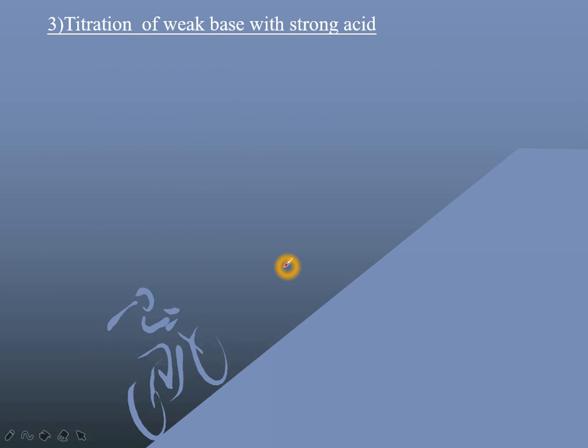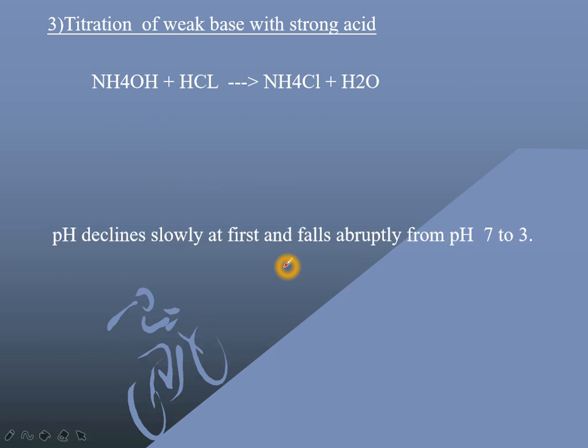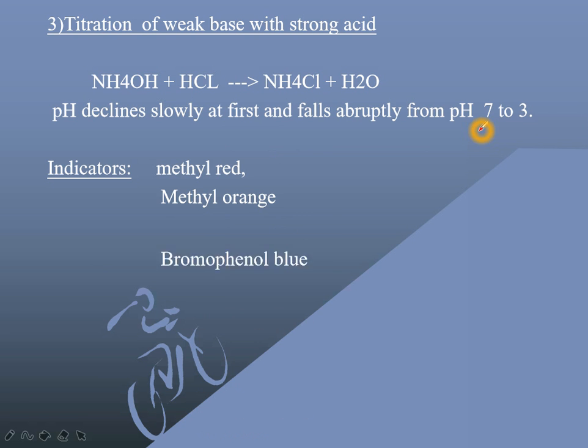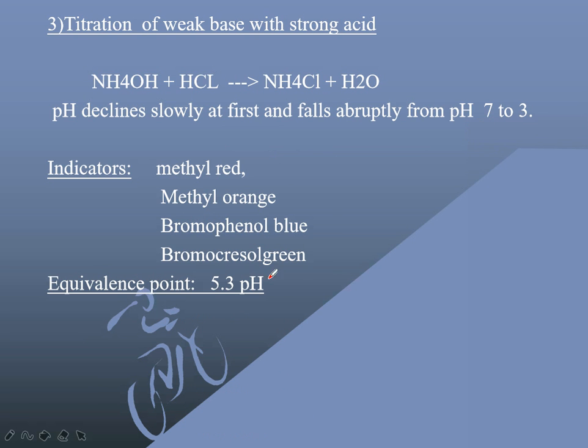Then next is the titration of a weak base with a strong acid. Here the example for the weak base is ammonium hydroxide and the strong acid is hydrochloric acid. Ammonium hydroxide plus HCl gives ammonium chloride plus water, and the pH declines slowly at first and then falls abruptly from pH 7 to 3. The indicators used are methyl red, methyl orange, bromophenol blue and bromocresol green, and the equivalence point is at pH 5.3.